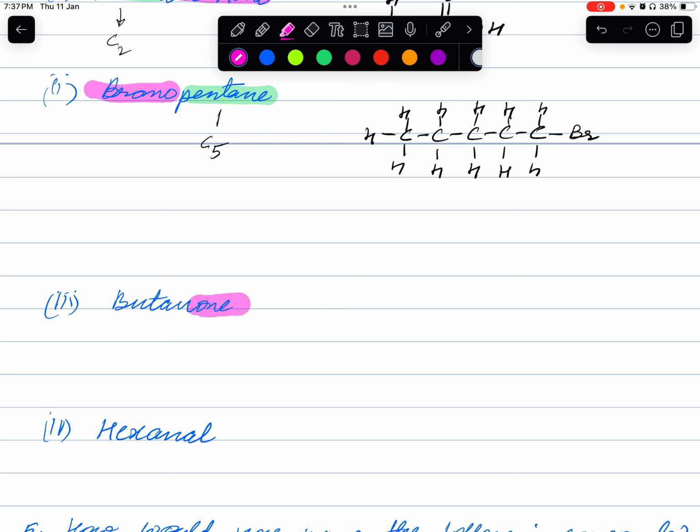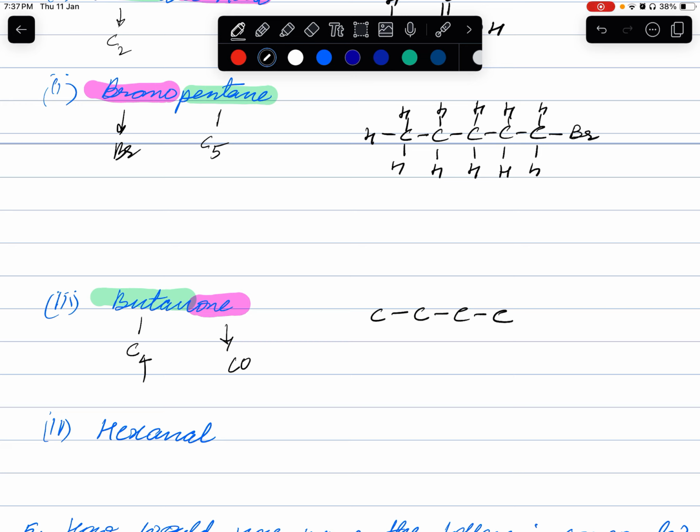Okay, and the parent compound is this one, butane. And butane means what? C4 compound. So therefore, we will write down 4 carbon atoms: 1, 2, 3, 4. Now, in the case of "one" (the suffix -one), we are having which group? We are having the C=O group. Like here for bromo, we were having bromine, right?